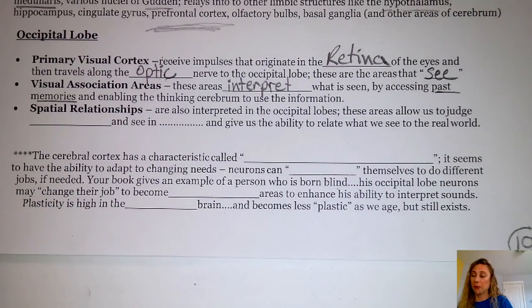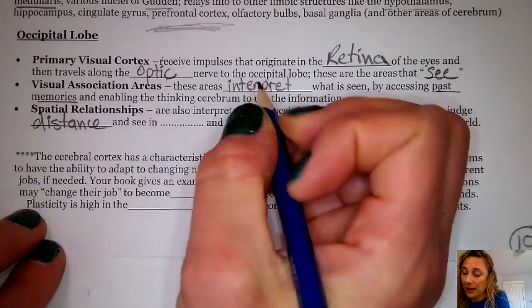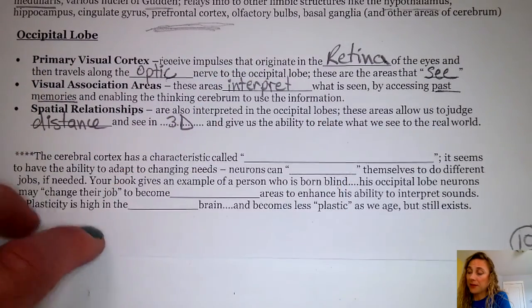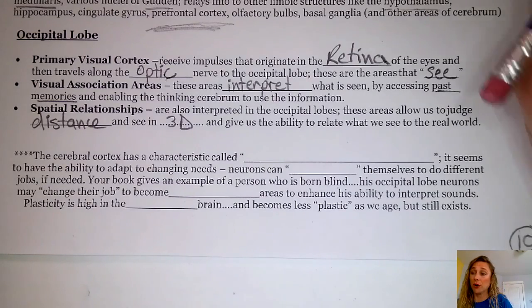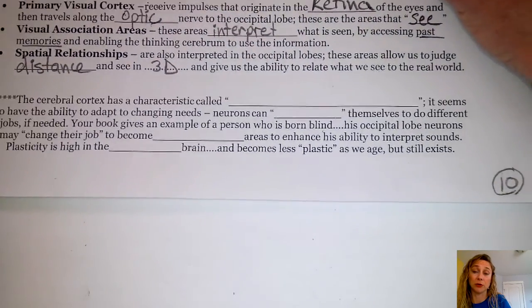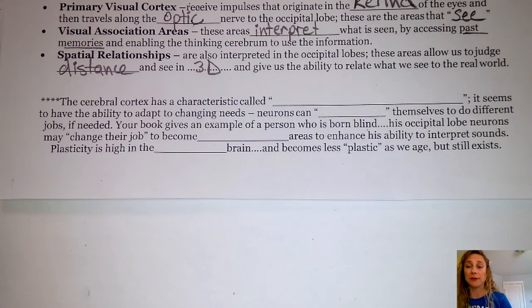Spatial relationships are also interpreted in the occipital lobes. These areas allow us to judge distance and see in 3D, and they give us the ability to relate what we see to the real world. So if you've never seen before, you don't know what you're looking at. You could be looking at a tree and you're just like, wow, I don't know what's going on here. So hopefully, if your infant hasn't been able to see, you can get that fixed as soon as possible so your brain can adapt and learn.